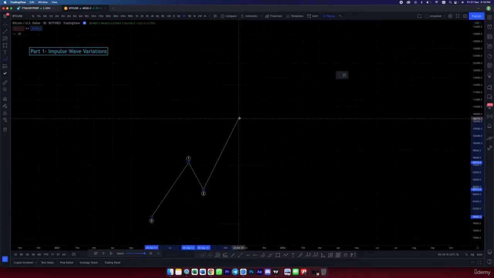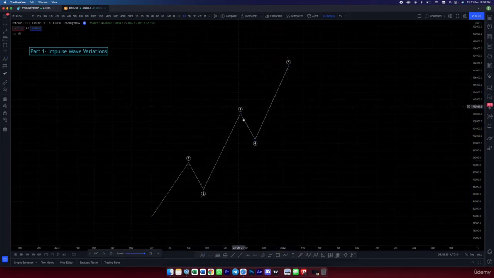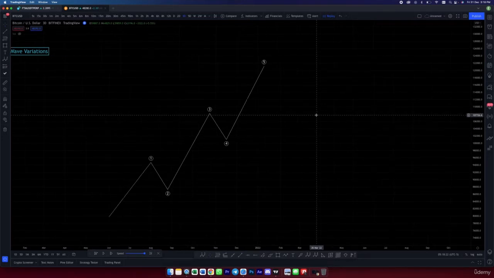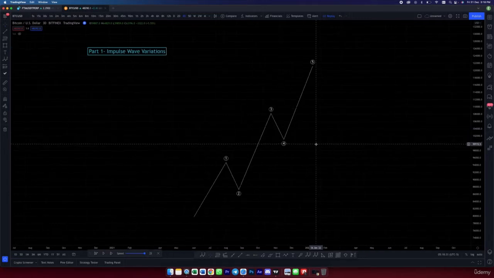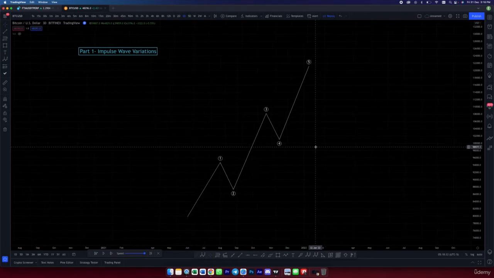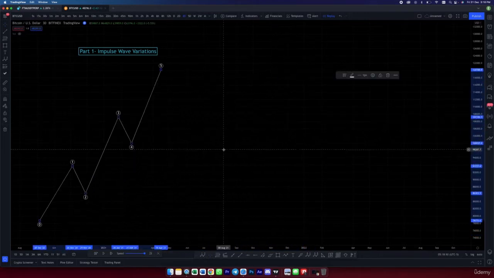So far we know that the impulse wave contains motive, corrective, motive, corrective, motive waves that we call 1, 2, 3, 4 and 5. This is the normal form or normal shape of Elliott wave that you will see more often. But it is important to understand that this is not the only way you will see Elliott wave. There are a couple of variations.